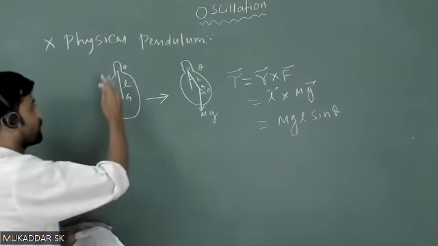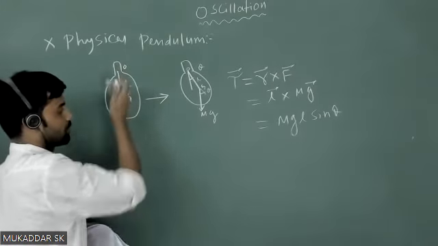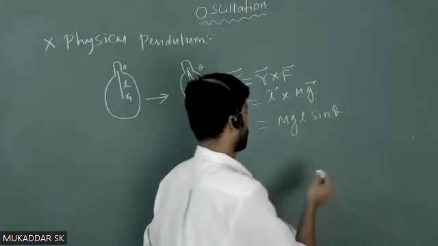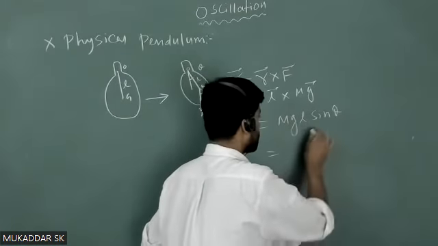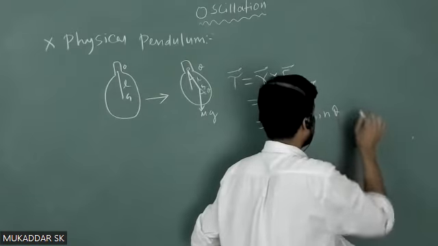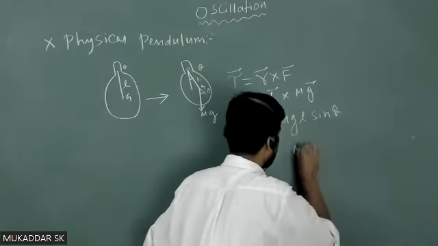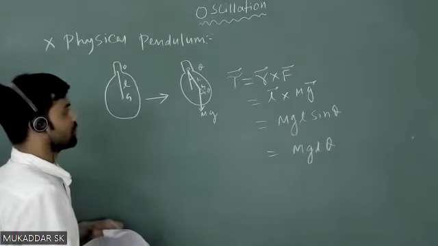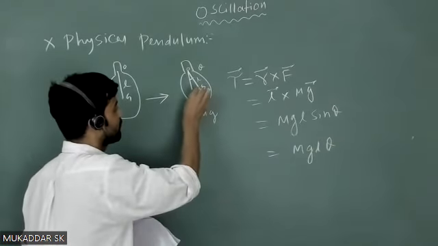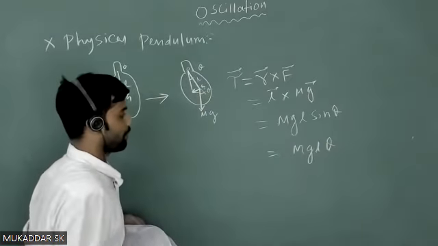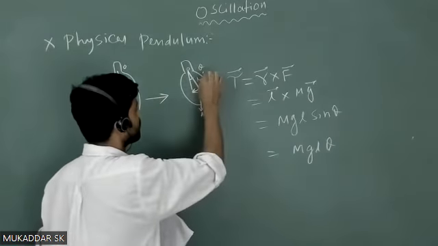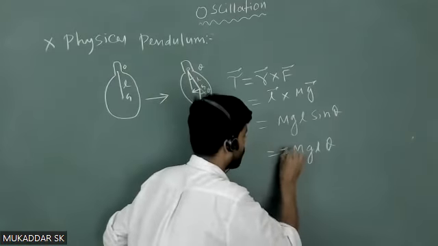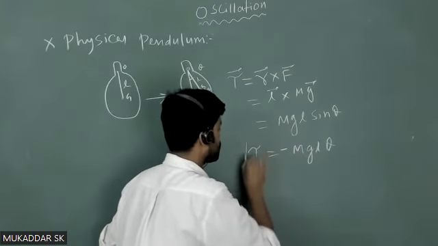You displace this body by a small angle, so theta is so small. So in place of sine theta, you can write simply theta. So you can approximate sine theta equals theta. So it will be mgL into theta. This torque is acting in this direction to bring it back. Theta is in this direction, and your torque is opposite to theta. So you have to use a minus sign here. So this is your torque.